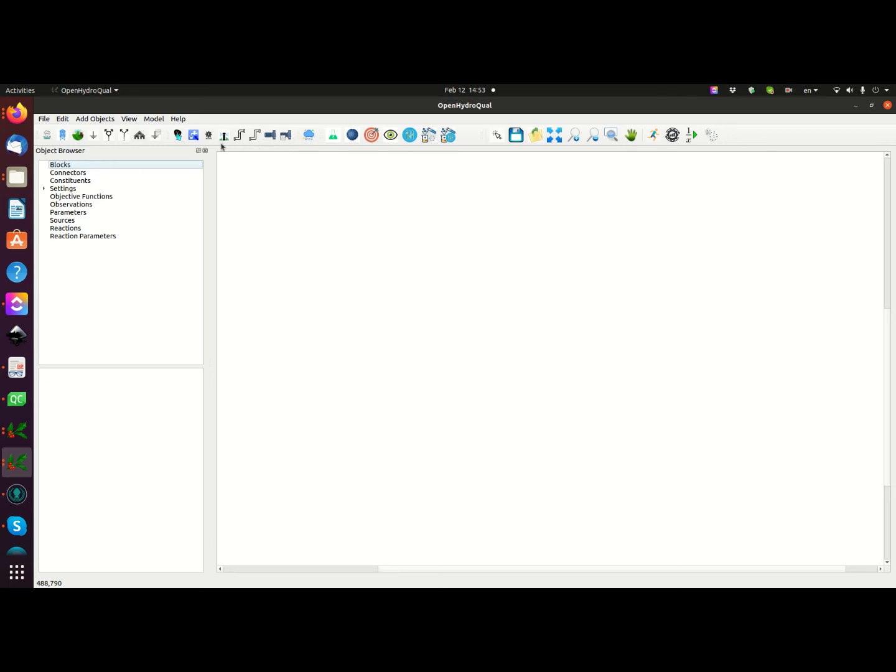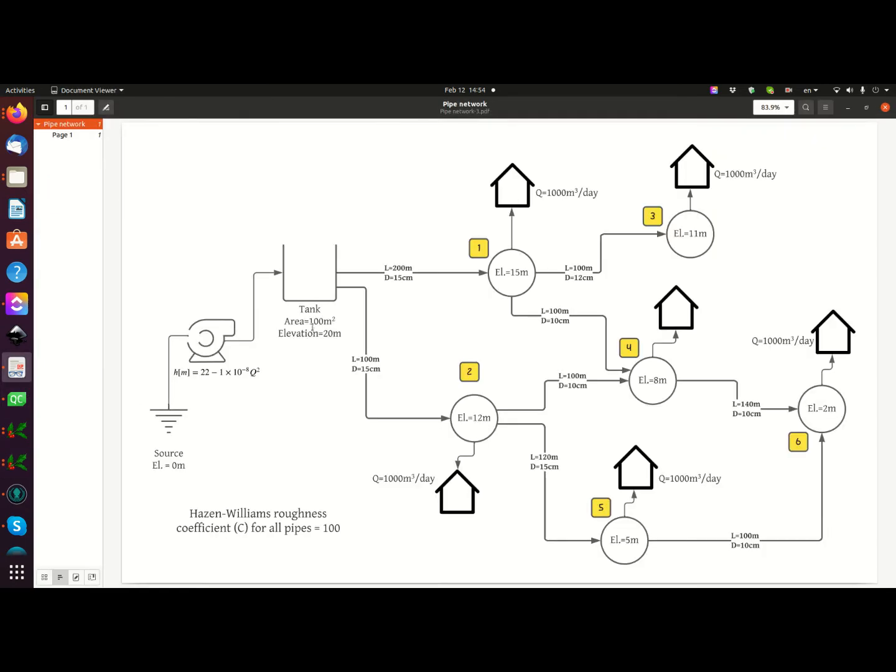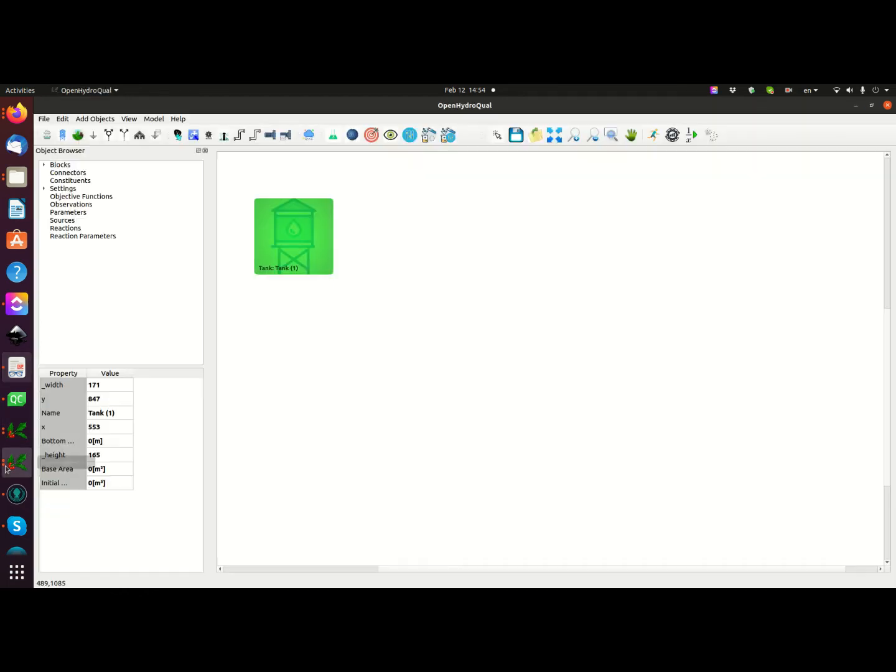So let's get started. And by the way, one of the other components that we're going to use is this tank. I forgot to mention that one. So let's add our tank first. I'm going to just click on tank. It'll add this tank component to my model. I need to go back and forth to the diagram to get some of the information. What I know is the area of the tank is 100 square meters, and the elevation of the tank is 20 meters. So I'll set the bottom elevation.